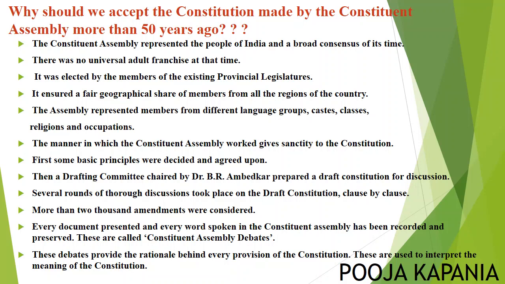Why should we accept the Constitution made by the Constituent Assembly more than 50 years ago? The Constituent Assembly represented the people of India and a broad consensus of its time. There was no universal adult franchise at that time. It was elected by the members of the existing provincial legislatures. It ensured a fair geographical share of members from all the regions of the country. The assembly represented members from different language groups, castes, classes, religions, and occupations.